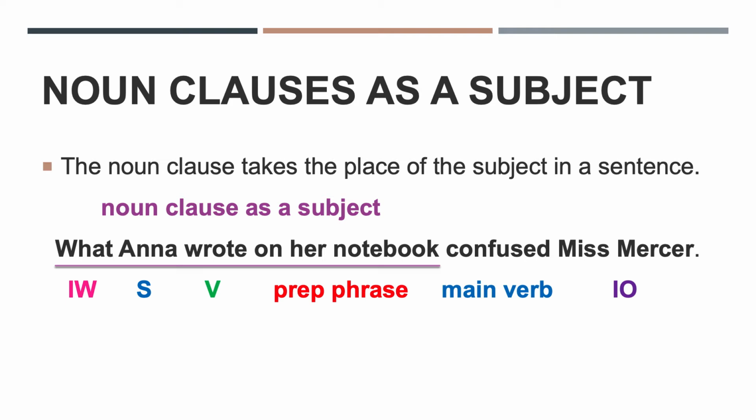And if you do noun clauses as a subject, just keep in mind you do have to start with an introductory word, subject, verb, but then you're going to need to include a main verb for the actual sentence, because all the noun clause did was replace the subject. So that's why we have confused as our main verb, and then we have an object, in this case, Miss Mercer.